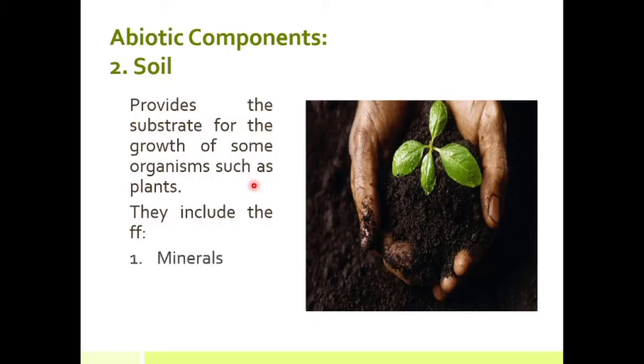Soil influences or determines the following. The amount of minerals present determines the kind of plants that can vegetate in that particular area, and also the nutrients present in the soil. They also include the moisture or the water holding capacity of the soil, which is also essential for the propagation of plants, and also the acidity, which influences the vegetation and growth of some organisms. So that is the importance of soil, and it is considered an abiotic component.